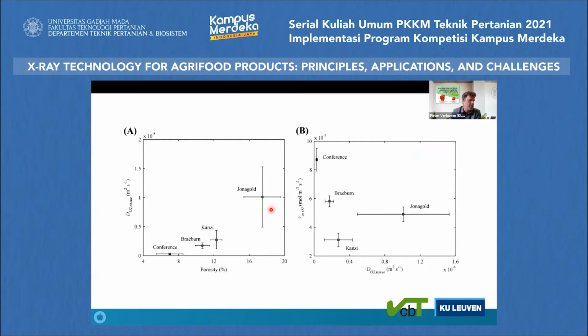And Conference is a pear cultivar. So these are all fruits. And these fruits, we have measured porosity with destructive methods, and we have noticed that these particular cultivars all have different porosity. And porosity, of course, is something that is very closely related to structure. It's the amount of air spaces that you have inside the product with respect to the total volume of the product. And you see that they are significantly different.